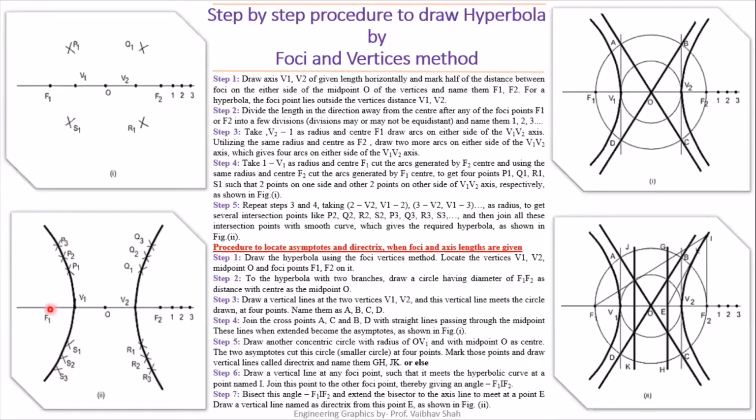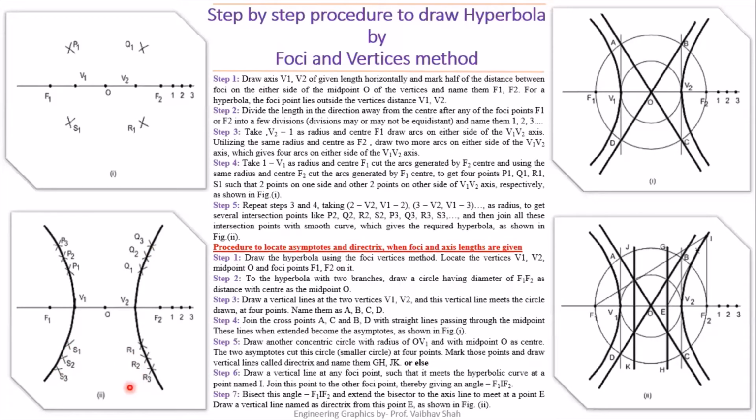Likewise, now you will change the center, keeping the same radius, V1 till 3. Put your rounder at F1 and cut the previously drawn arc of F2 somewhere here and somewhere down here. After getting all these arcs, we get points P1, P2, P3 here, Q1, Q2, Q3 here, S1, S2, S3 here, and R1, R2, R3 here.